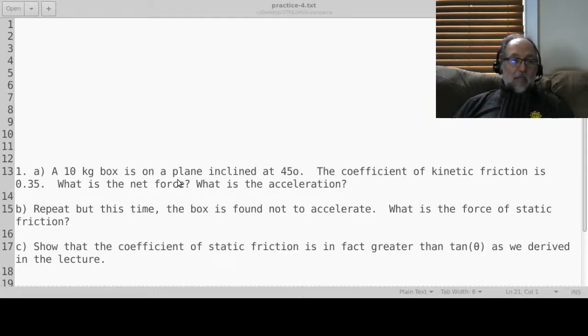So a 10 kilogram box is on a plane which is inclined at 45 degrees, and there's a coefficient of kinetic friction. Kinetic means that it's actually going to be moving. Okay, so there's a coefficient of kinetic friction, 0.35. And I asked two questions: what's the net force, and what's the acceleration?